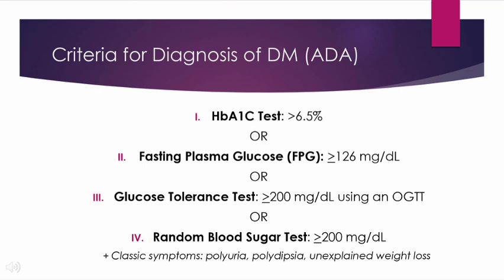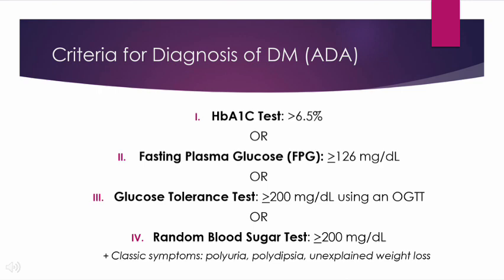First, HbA1c test. A value of 6.5% or higher indicates diabetes. Now, what does this test measure? HbA1c reflects the average blood glucose level over the past 2 to 3 months. It works by measuring how much glucose is attached to hemoglobin, which is the protein in red blood cells that carries oxygen. So instead of showing just a single reading, this test gives us a long-term picture of blood sugar control. That is why it is very useful for both diagnosis and monitoring.